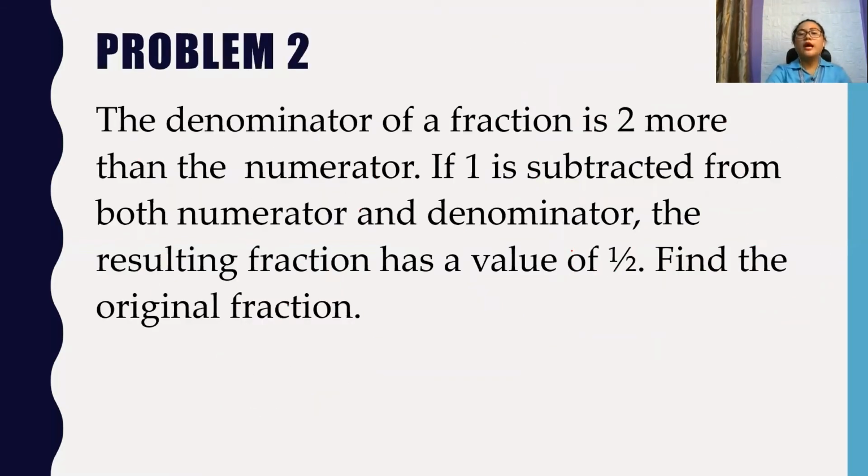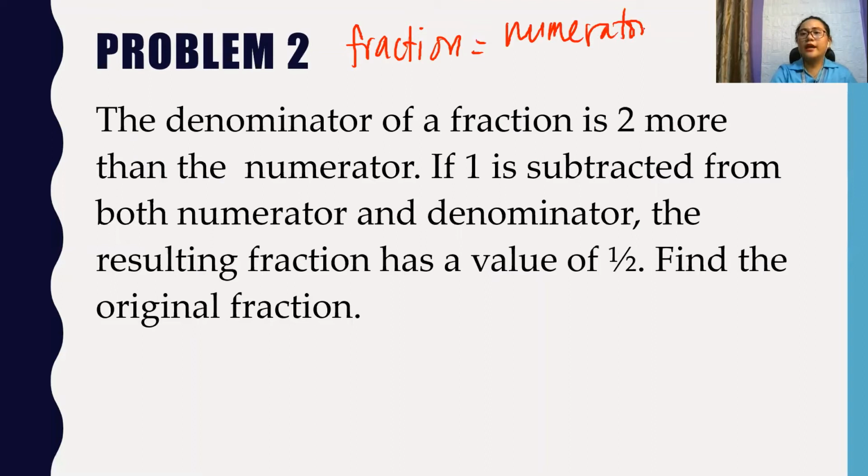Problem number 2? The problem is still a number problem. The denominator of a fraction is 2 more than the numerator. If 1 is subtracted from both numerator and denominator, the resulting fraction has a value of 1/2. Find the original fraction. Fraction po. Fraction composed of what? We have numerator and denominator.